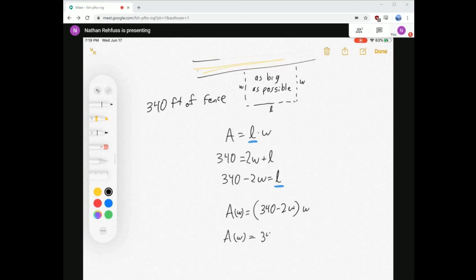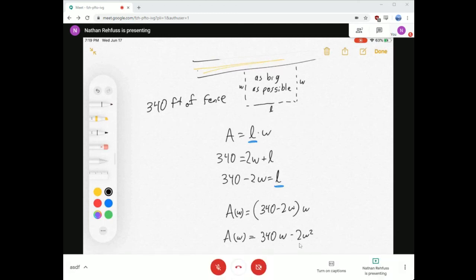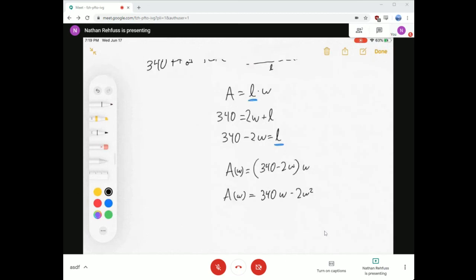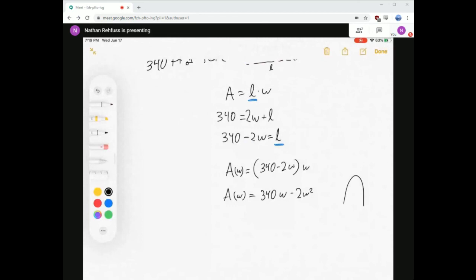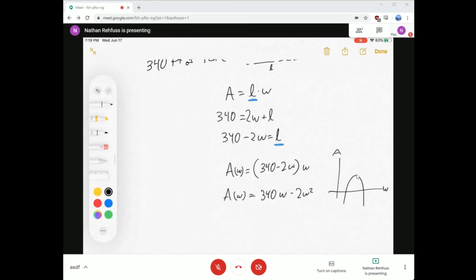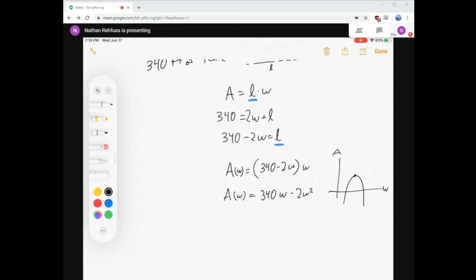340W minus 2W squared. Would you look at that? It's quadratic. Don't be fooled. This is B, the 340. A is negative 2. So if A is negative 2, it's stretched a little and it opens downward. The width can increase. Area is going to go up to a maximum and then fall back down. And that's because this parabola opens downward. Where's that maximum? At the vertex.